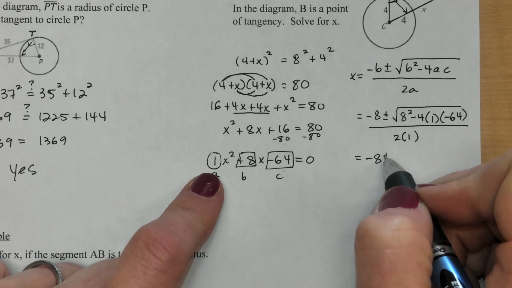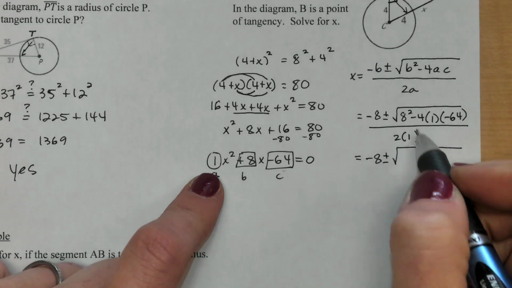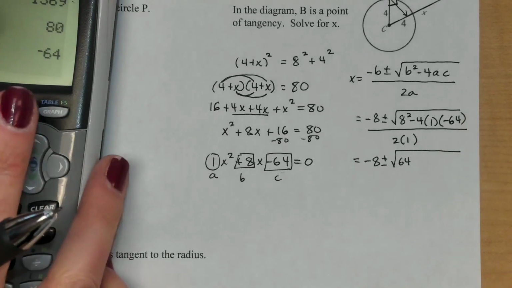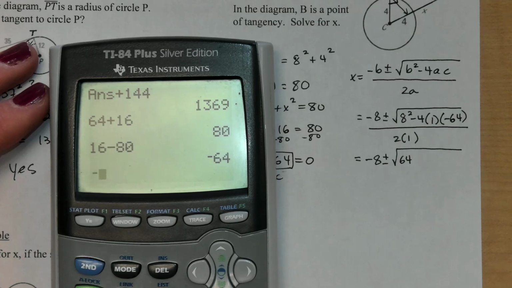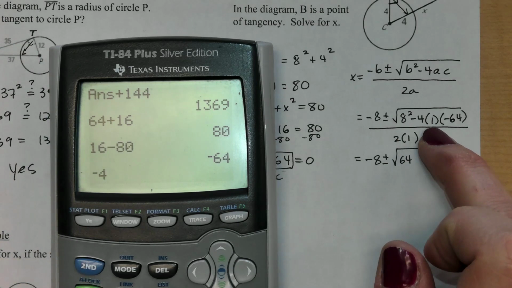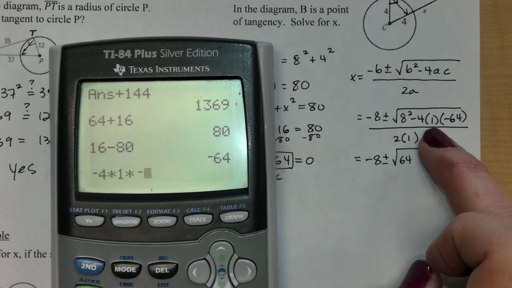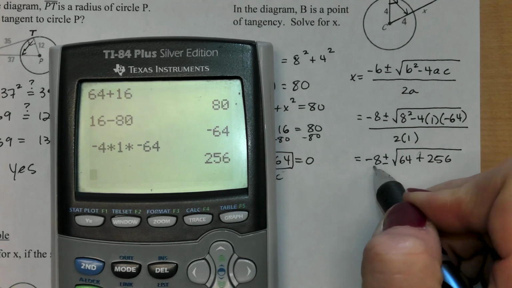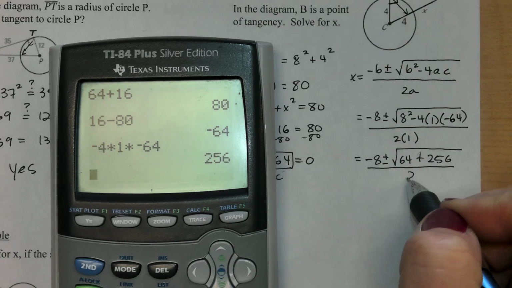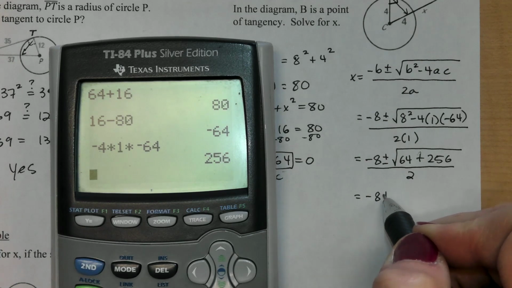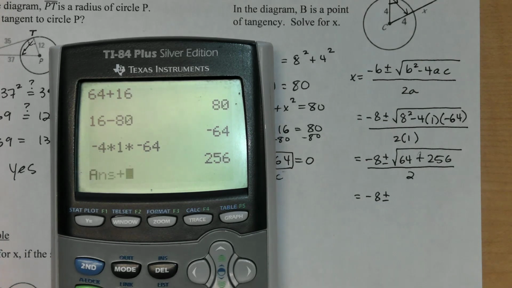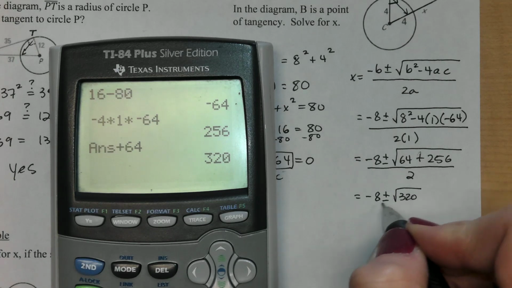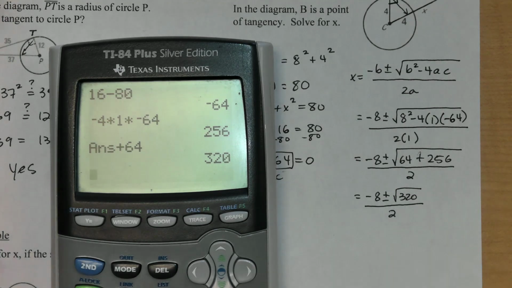Just going to simplify. So in here, 8 squared is 64. I've got a negative 4. I'm going to show you how to type this in. Negative 4 times 1 times negative 64 gives me a total of 256 all over 2. One more layer of simplifying. 64 plus 256 gives me 320 all over 2.